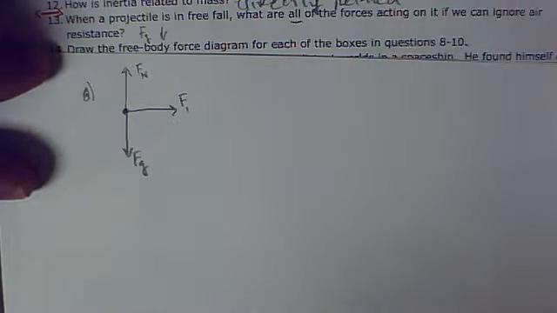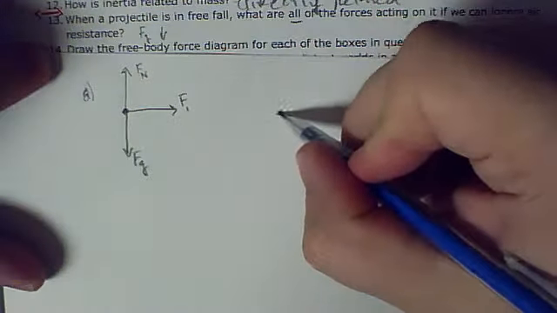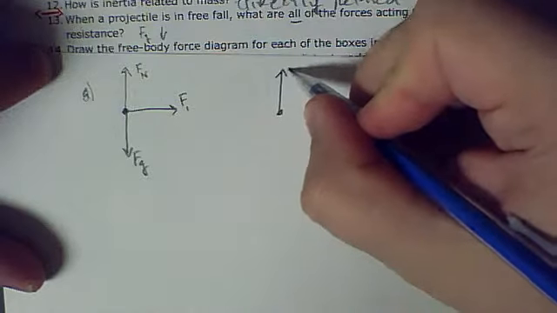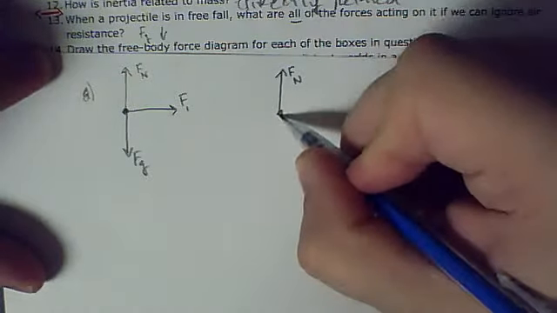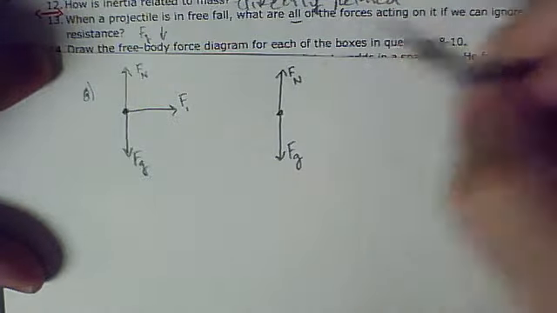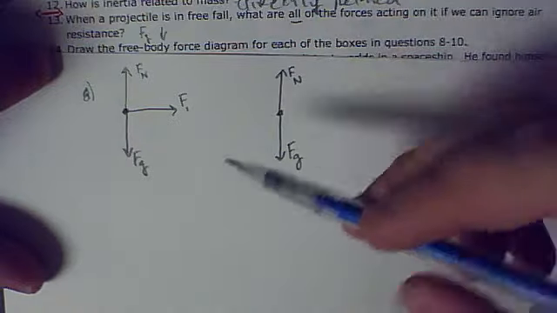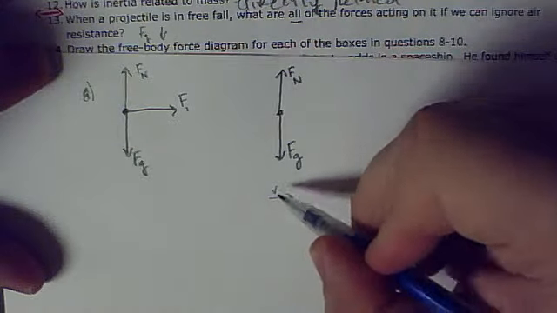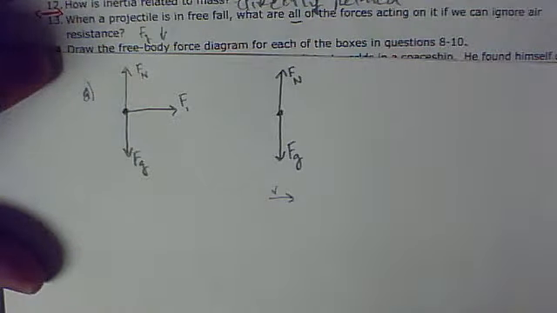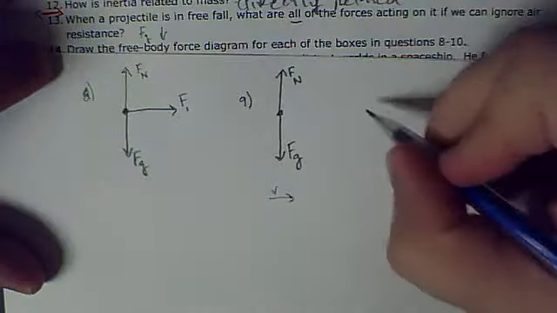Question 9 says, if you suddenly stop pushing the box, what does it do? Well, if you stop pushing the box, and we're ignoring friction, you still have the force of gravity and the normal force, and they are still equal to each other. The object is still moving this direction with a constant velocity, but those forces cancel out, so the net force is still 0. So that's the situation for question 9.